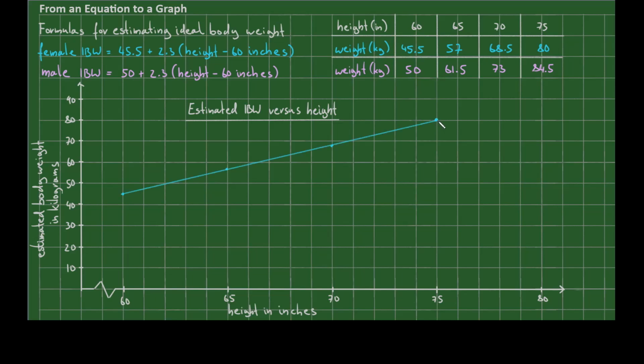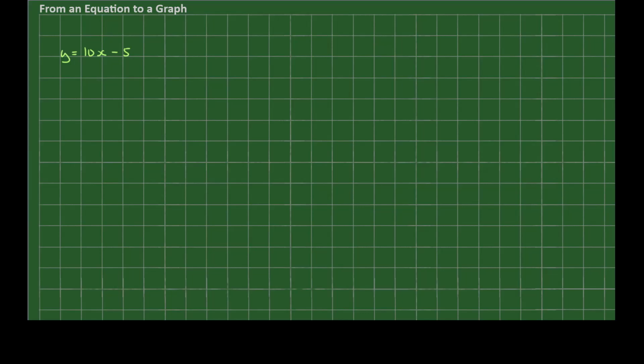Now that I have plotted the female ideal body weight, I can do the same thing for the male ideal body weight. Let me do one more quick example. Here is a random equation that I have pulled from the depths of the abyssal pit. Y equals 10x minus 5. How can we plot this equation?